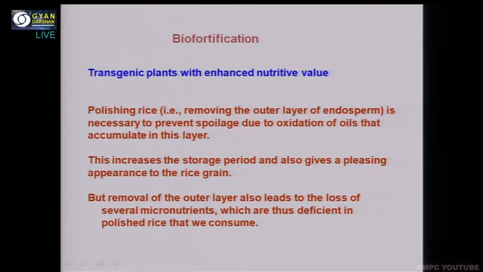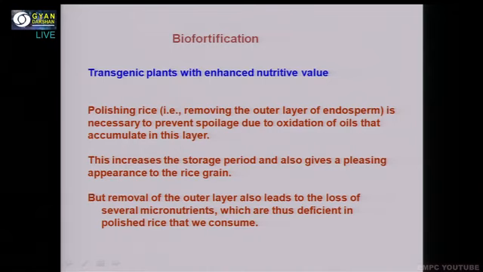Why is this removed? Because if it is retained, then there will be spoilage of grains due to oxidation of oil. So if you remove this layer, that removal leads to better food storage, better grain storage, number one. Number two, it also gives a very pleasing appearance to the rice grain if you polish it. So that's why normally the rice that we consume is polished rice.